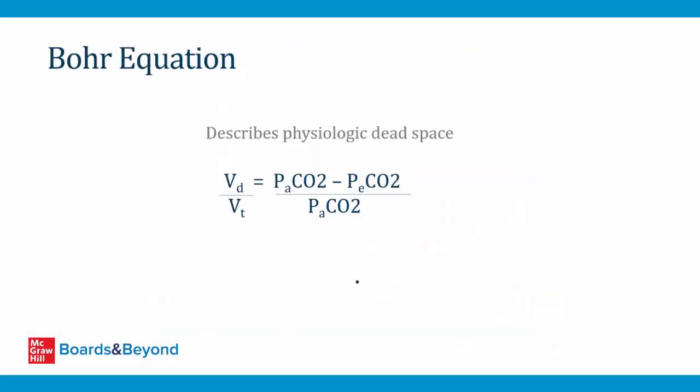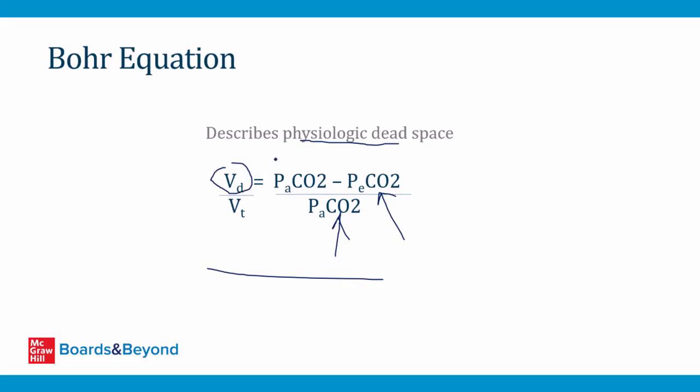Okay, so back to Bohr's equation or the Bohr method. This is a way of describing physiologic dead space. And we talked earlier about this equation. And now from the last slide, we should understand what P little a CO2 is and P E CO2 is. And so one thing you could do with this equation is actually plug numbers in and calculate a volume for dead space, but it's very unlikely you're ever going to be asked to do that.